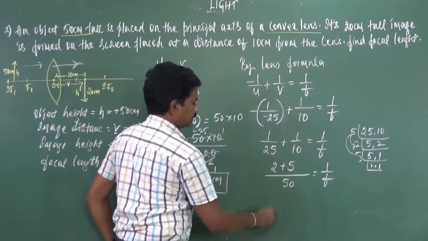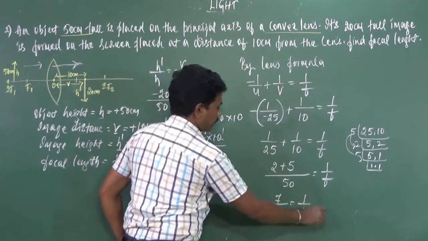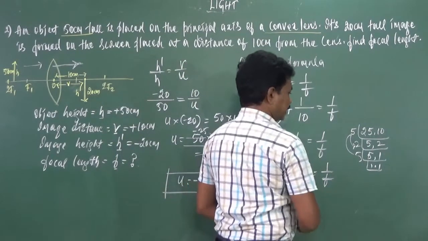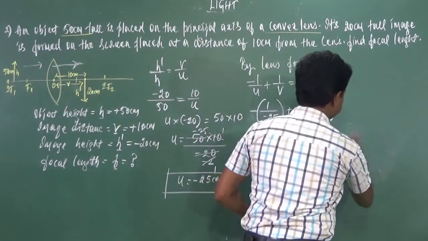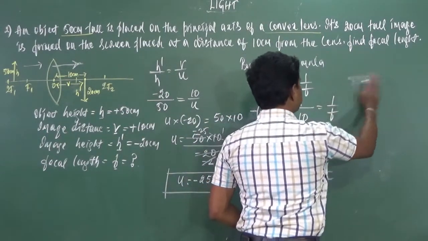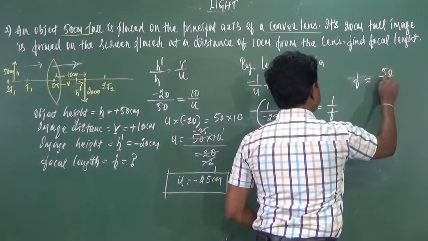So 2 plus 5 is 7 by 50 is equal to 1 by f. So take reciprocals on both sides. So when we take reciprocal on both sides, we get f is equal to 50 by 7.